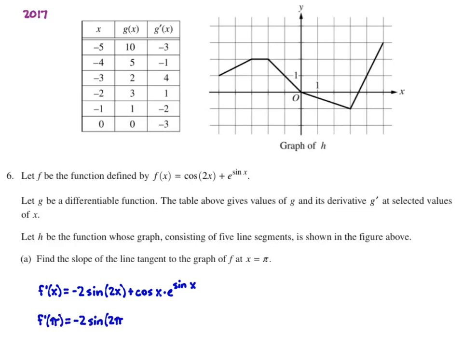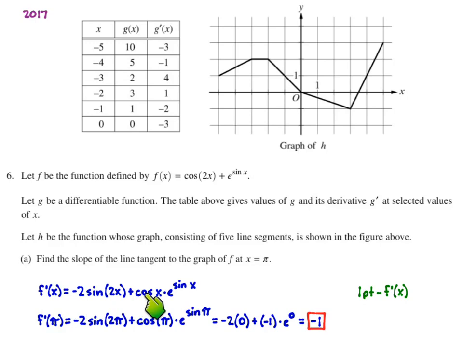And so we end up with negative 2 sine of 2 pi plus cosine of pi times e to the sine of pi. And then simplifying that, the sine of 2 pi is 0. The cosine of pi is negative 1. And then sine of pi is 0, so e to the 0 is going to be 1 there. And then ultimately that simplifies to negative 1. As far as points go, you're going to get a point for figuring out what f prime of x is, so a point for this line, and then a point for your final answer of negative 1.